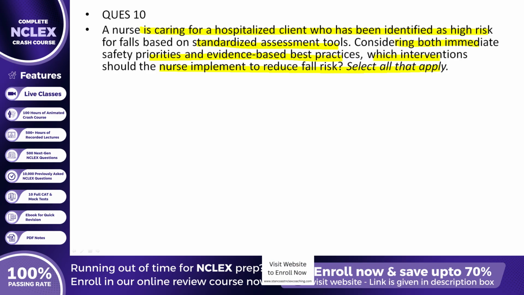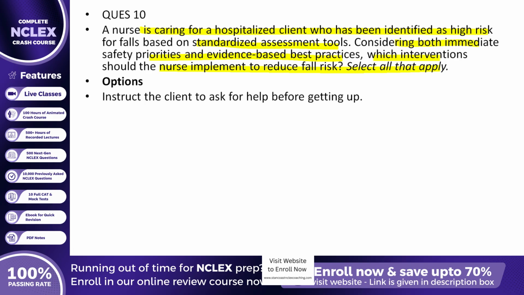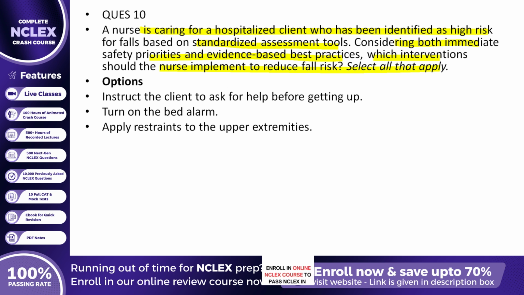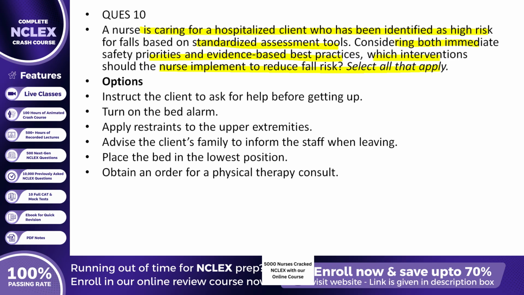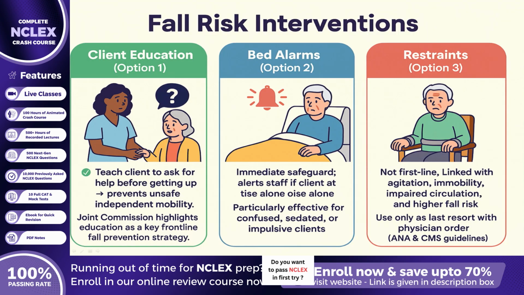The available options are: instruct the client to ask for help before getting up, turn on the bed alarm, apply restraints to the upper extremities, advise the client's family to inform the staff when leaving, place the bed in the lowest position, and obtain an order for a physical therapy consult. The correct answers here are options 1, 2, 4, and 5. Beginning with option 1, instruct the client to ask for help before getting up.